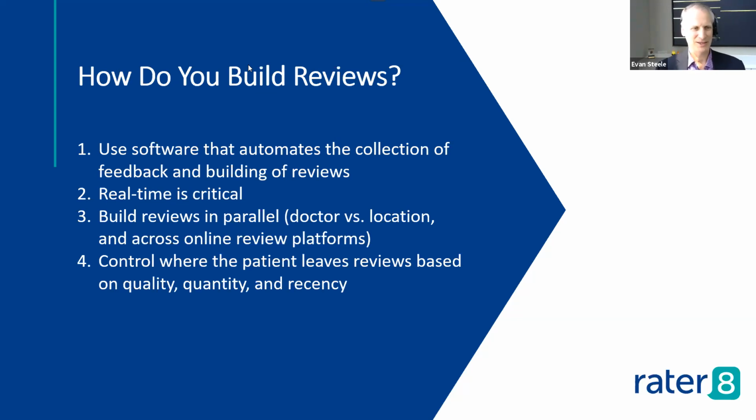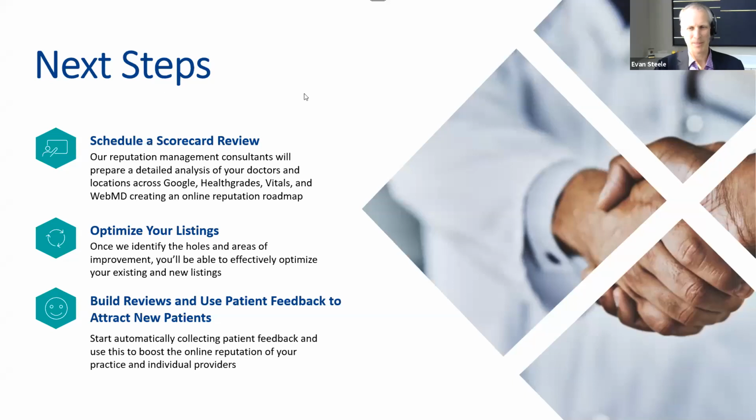Building reviews in parallel, Ron just mentioned that. And again, you want to be able to control, not the patient, where reviews are posted based on the quality, the quantity, and the recency of reviews, in the ones that are farthest, and set goals, right? So I might want 100 Google reviews and a 4.8 star average. You want to set those goals and then have an algorithm say, okay, which listings am I farthest away from my goals? And that's where I'm going to route the patient. So again, you don't have to think about it. So that's how Rater 8 views the review building world.